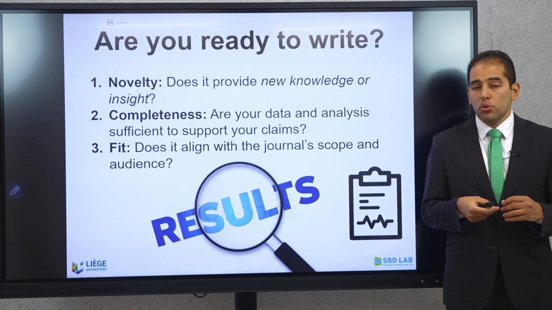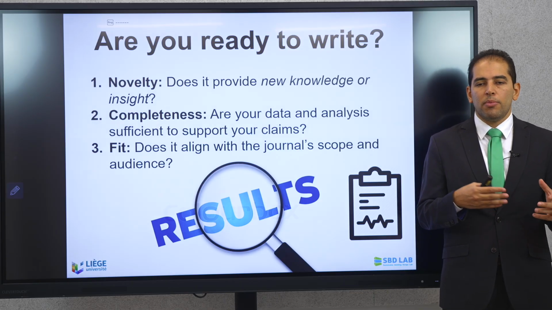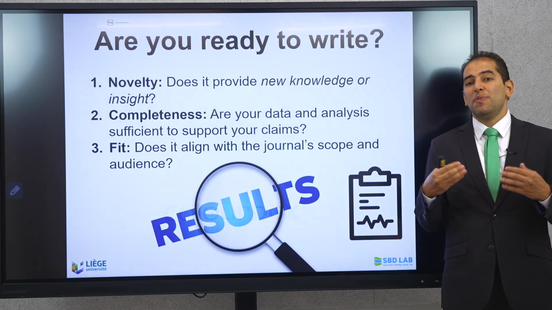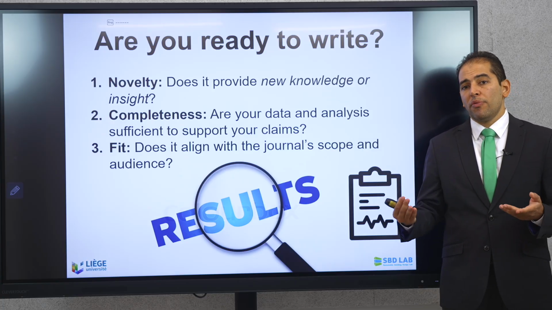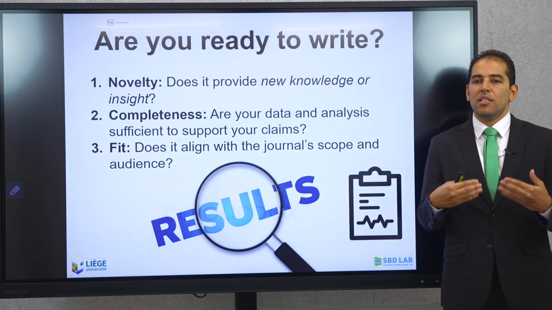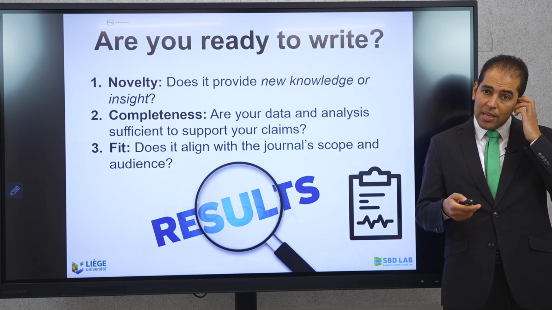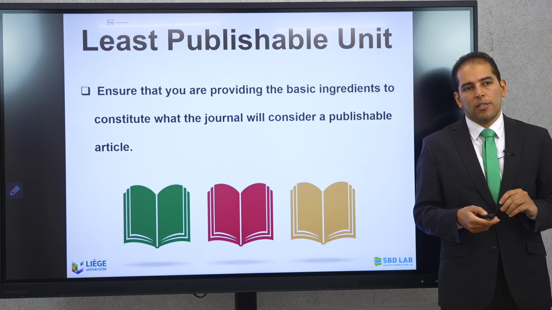Also, what is very important is to make sure that your document, especially if it's a conference paper or a journal paper, is fitting and aligning with the conference scope or with the journal scope and the audience of that journal, for example. So these are the 3 main criteria to check before writing.